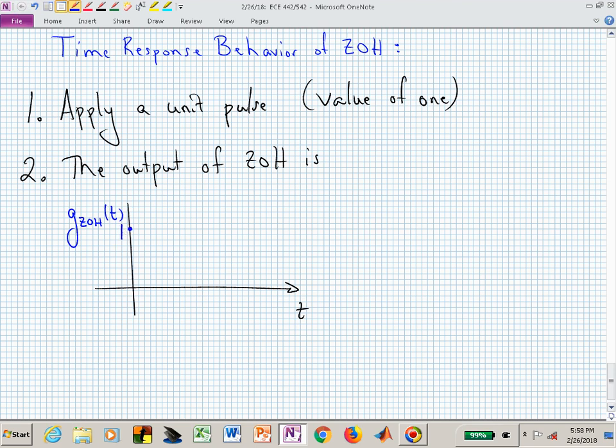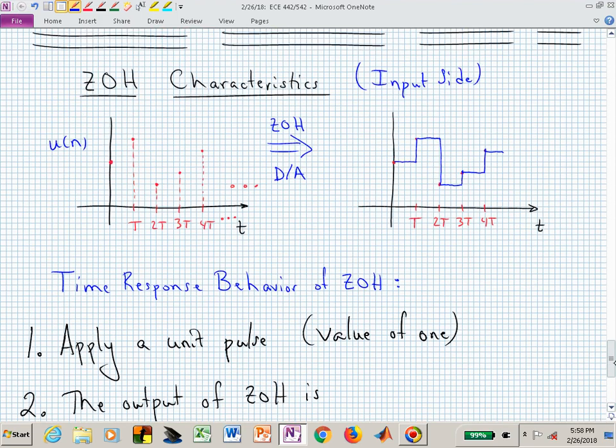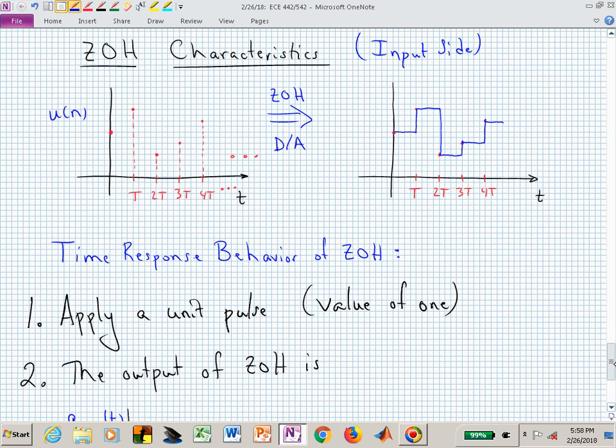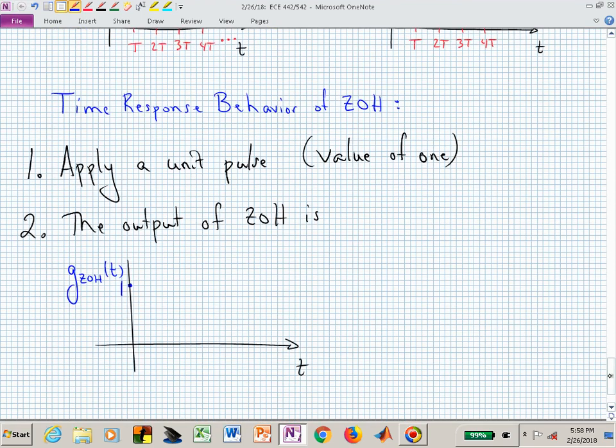And what happens if this is now a zero order hold? What did I just say happens with a zero order hold operator, or a system that has zero order hold characteristics? What happens now after time 0? Anything? Pardon? It holds that value for how long? Until the next time period or the next sample period. So until capital T, we just hold this value fixed.